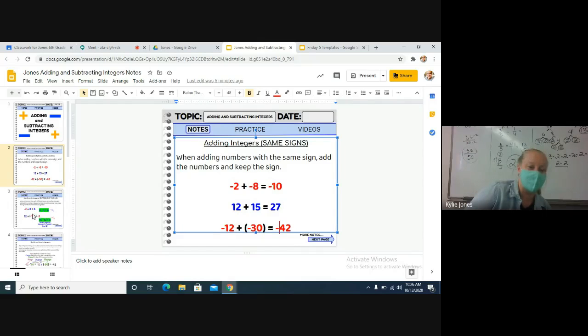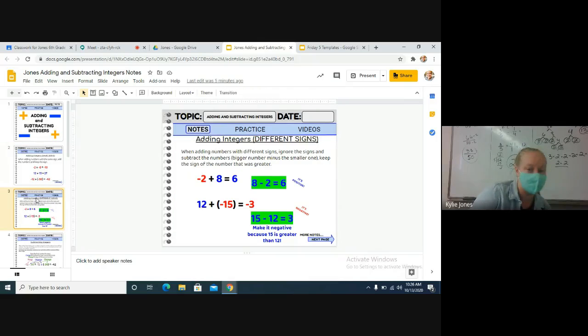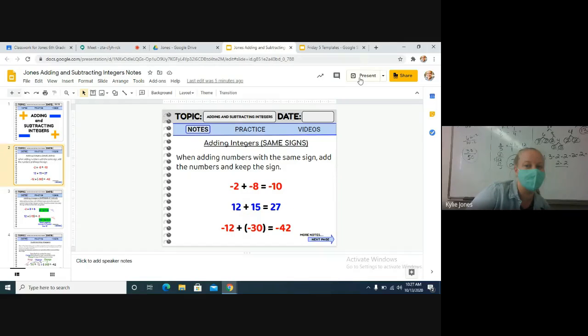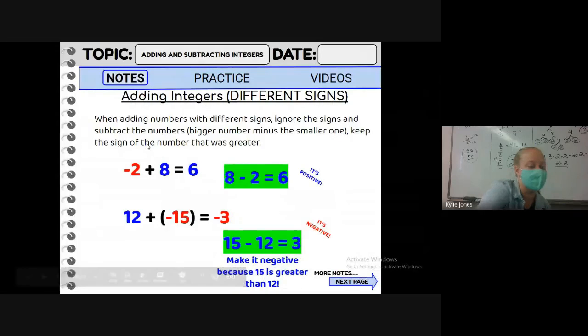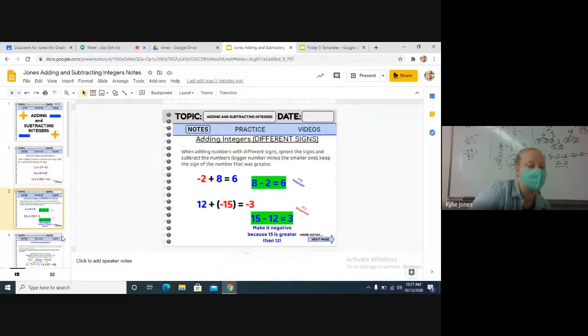Now let's look at slide number 3, because this one's a bit different. What? I don't know what's happening. Oh, well, what it means is if you're presenting it, then you would go to the next page. So it's just slide number 3. That's the next page.